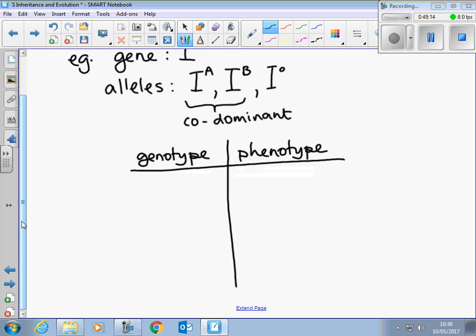Okay, well, let's start with the most obvious. If we've got IA, the phenotype is A. The other one involving A that's going to give the same result is IA, IO. Yeah, so that will give us A.